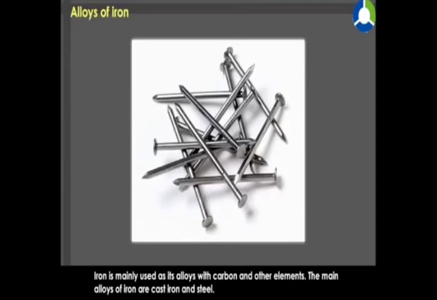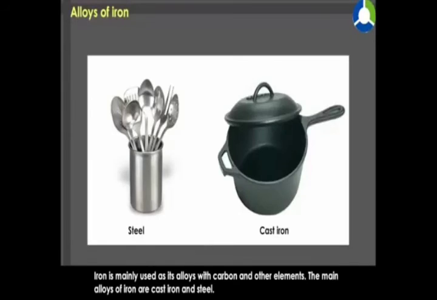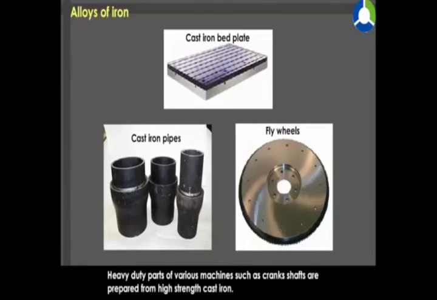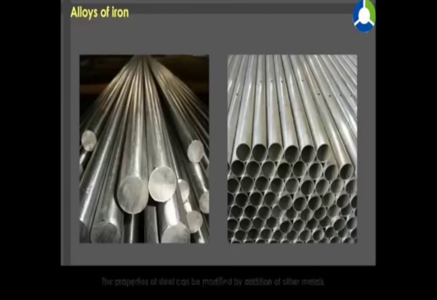Iron is mainly used as its alloys with carbon and other elements. The main alloys of iron are cast iron and steel. The difference in the mechanical properties of cast iron and steel is mainly due to carbon content. Cast iron is used to make bed plates of various machines, slabs, pipes and flywheels. Heavy duty parts of various machines such as cranks and shafts are prepared from high strength cast irons.